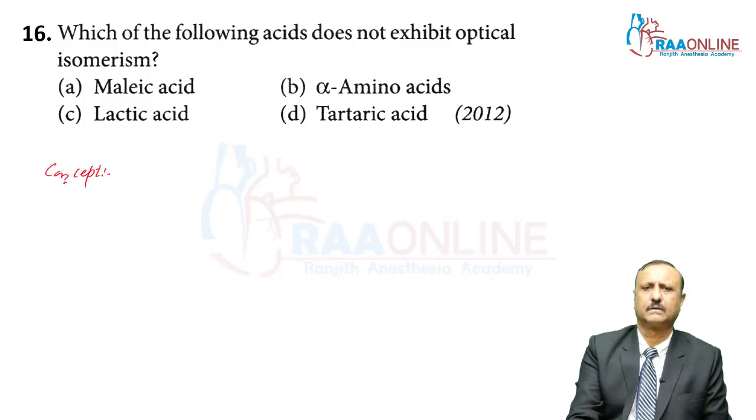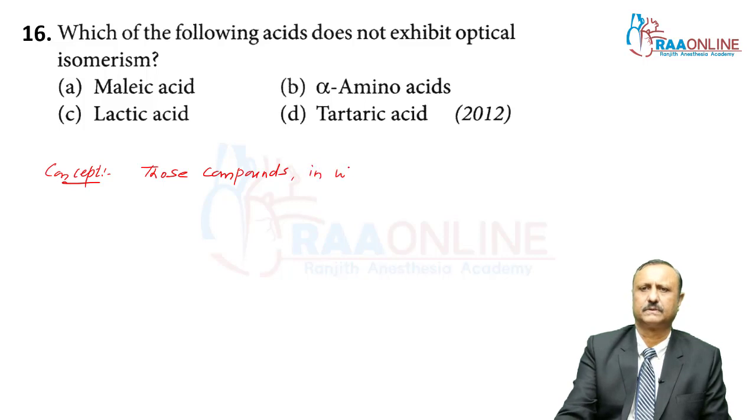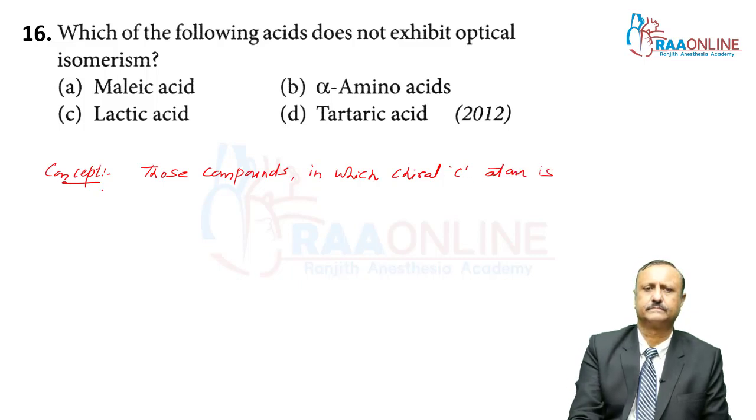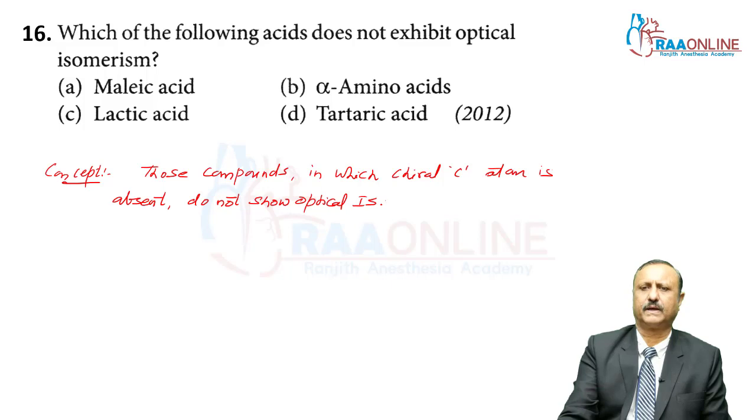The concept is this: those compounds in which chiral carbon atom is absent do not show optical isomerism. Do not show optical isomerism.